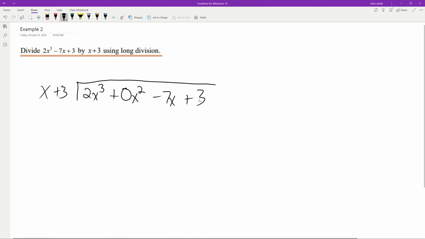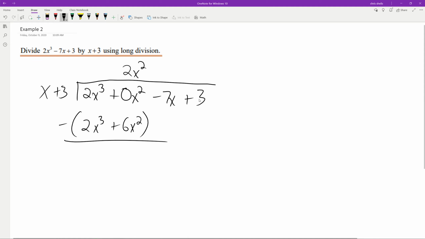So any power that I'm missing that's lower than the highest power, I have to put a placeholder for. We'll see a few more examples of this. Now we continue on as normal. X goes into 2x cubed. That's going to be 2x squared times x plus 3 is 2x cubed plus 6x squared.